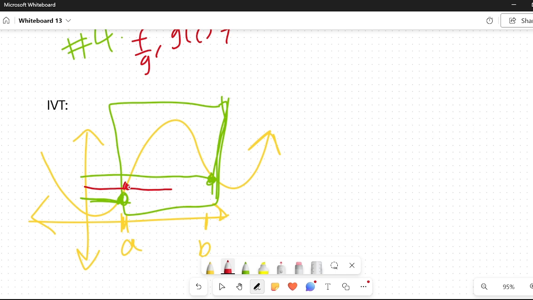So this is essentially what the IVT is saying. And it being an existence theorem essentially says that we are only going to tell you that it exists, not where you can find it.